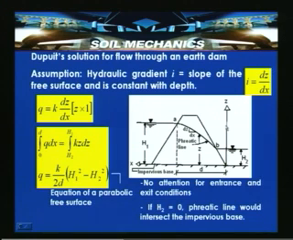Z is this direction and x is this direction, and the dam is resting on an impervious base. This is the toe of the dam, and B is the location here, and the slope is dz by dx, and this is the phreatic surface. The assumption involved in Dupuit's case is that the hydraulic gradient i is equal to the slope of the free surface and is constant with depth. So, we consider i is equal to dz by dx.